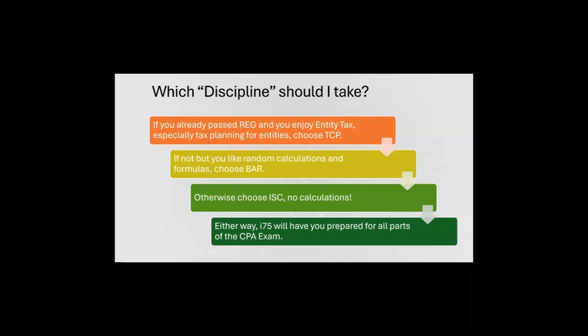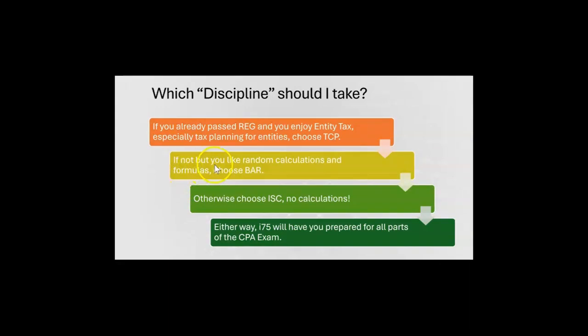Which discipline should I take? And here's the answer. If you already passed REG and you enjoy entity tax, especially tax planning for entities, choose TCP. If not, but you already passed FAR and you like random calculations and formulas, then choose BAR, Business Analysis and Reporting. Otherwise, choose ISC, Information Systems and Controls. No calculations at all. Either way, I-75 will have you prepared for all parts of the CPA exam.